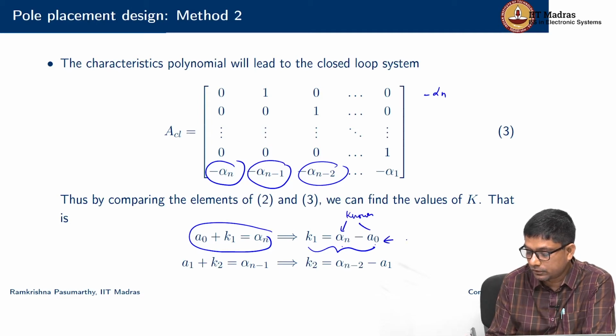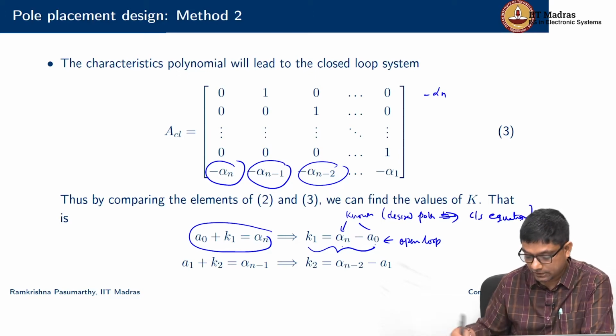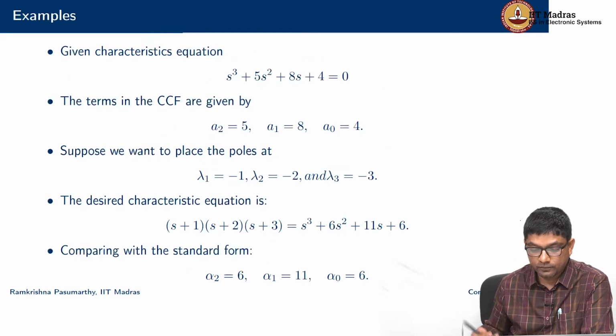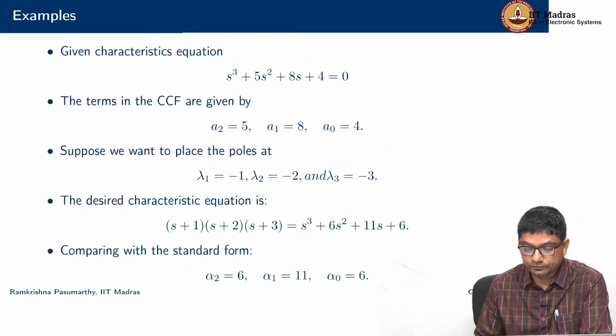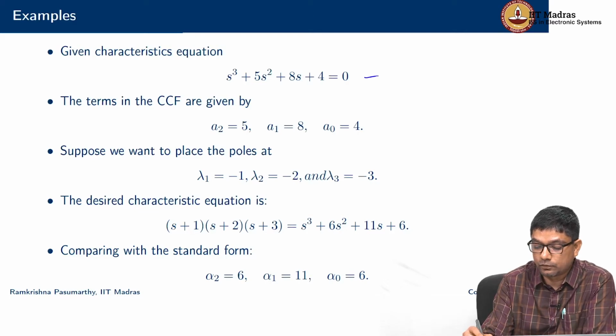These are known. a0 comes from the open loop, alpha n comes from the desired poles, and from the desired poles I just write down the characteristic equation, and these are the coefficients of the characteristic equation. Okay. So, let us just look at a quick example.